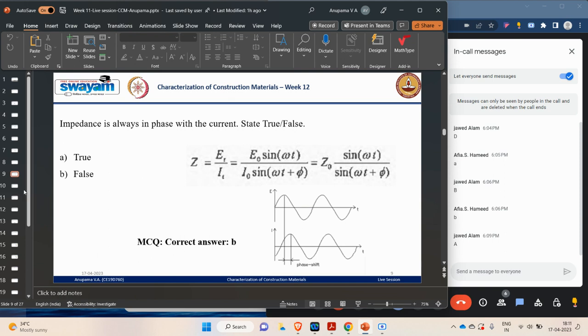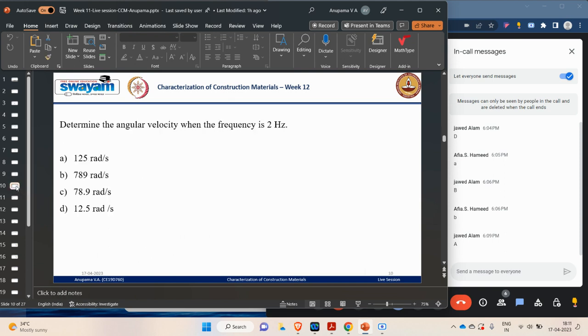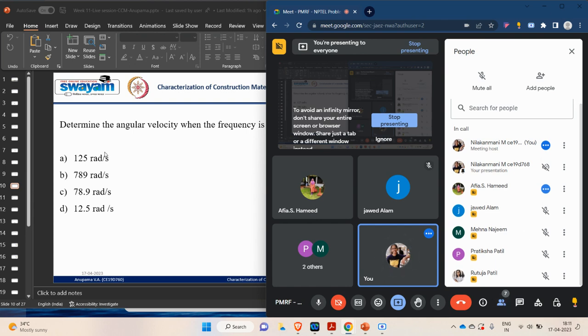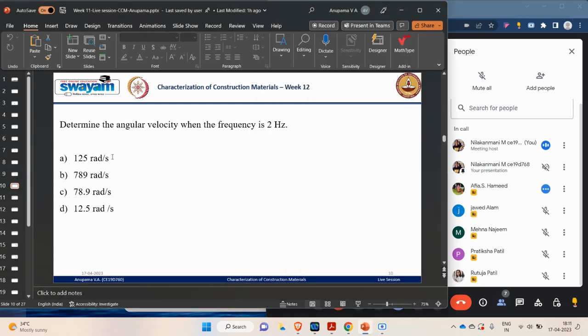Option B. Let's move to the next one. Determine the angular velocity when the frequency is 2 hertz. If the frequency is 2 hertz, what is the angular velocity? Please respond in the chat box. Your frequency is given as 2 hertz. What is the angular velocity?